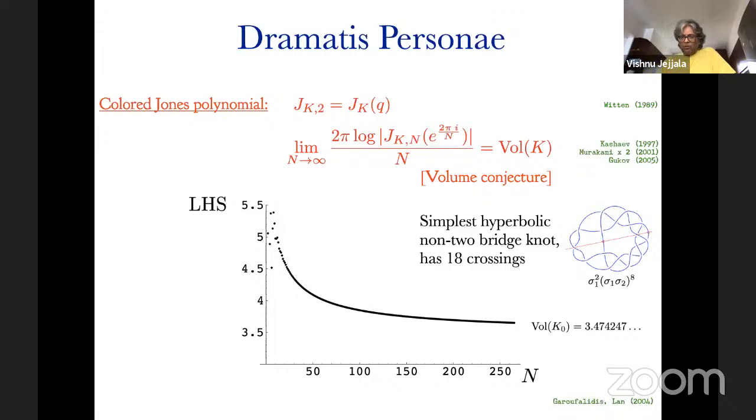So Garoufalidis and Lê were able to compute colored Jones polynomials for this particular knot, K0. And we can see that there is a slow convergence to the volume of the knot complement, but the initial points corresponding to small colors, to low dimensional representations of SU(2), are not a very good approximation for the volume.